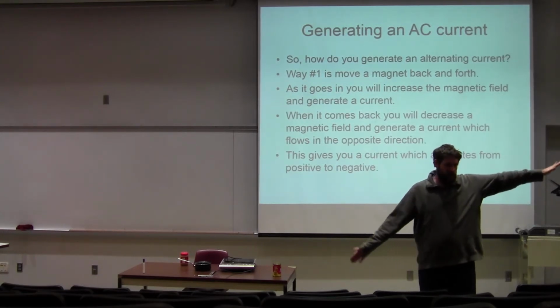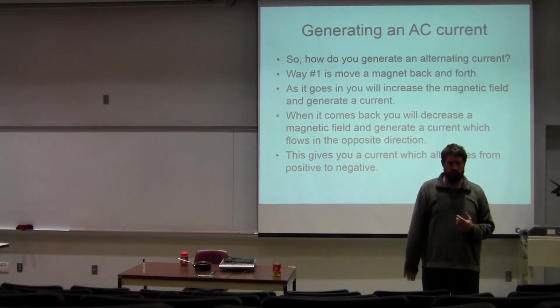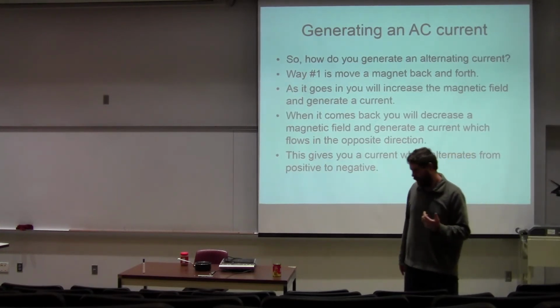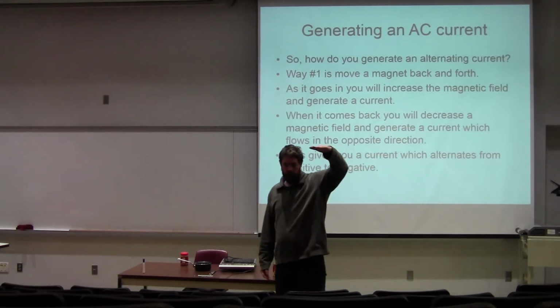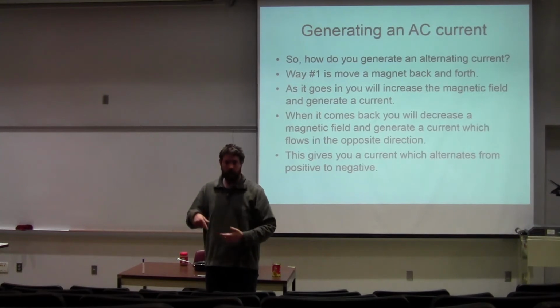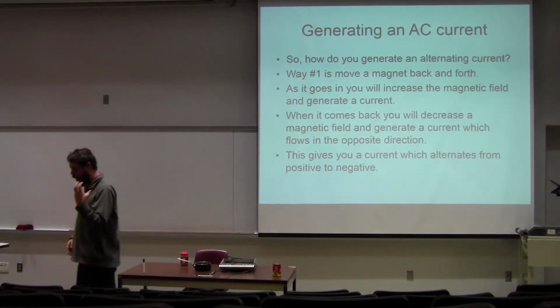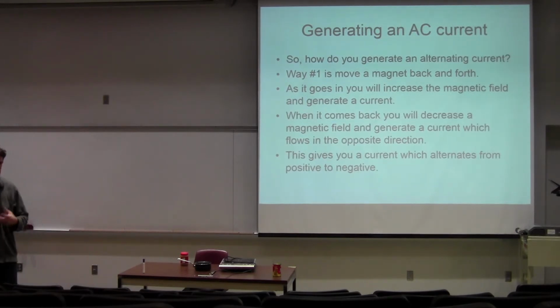For wind, you spin the windmill. That windmill spins the wire, which generates the electricity. For hydroelectric, the water goes from high to low. As it's falling, it spins the turbine, which spins the wire, which generates the electricity. So all of the different ways of producing electricity, except for solar, produce alternating current.